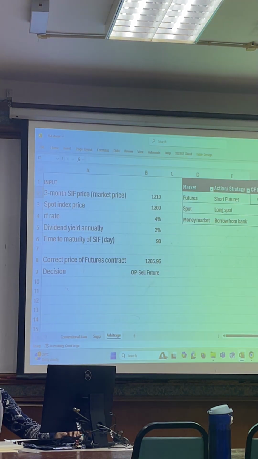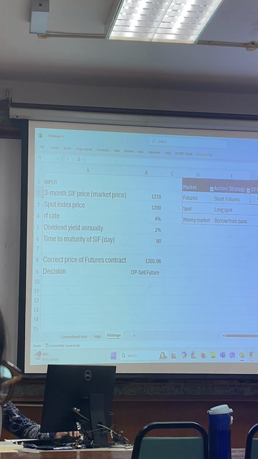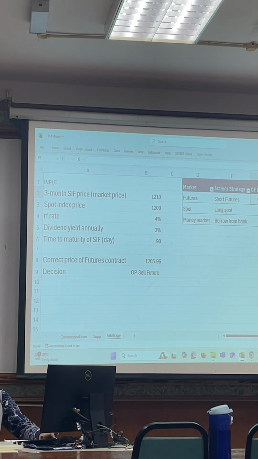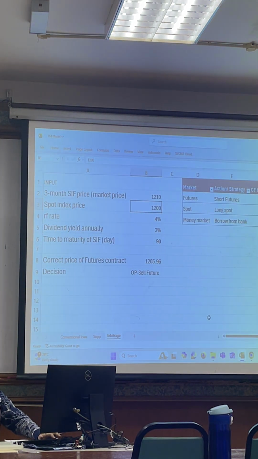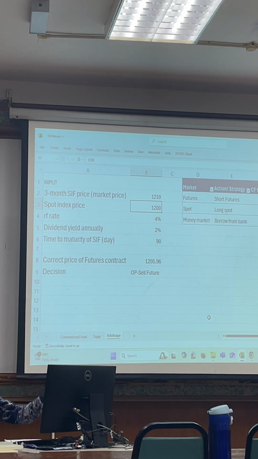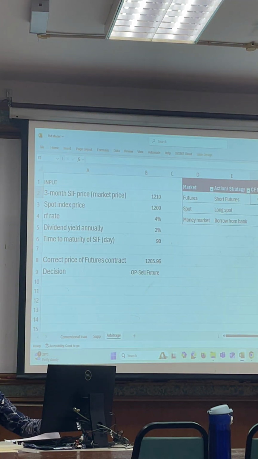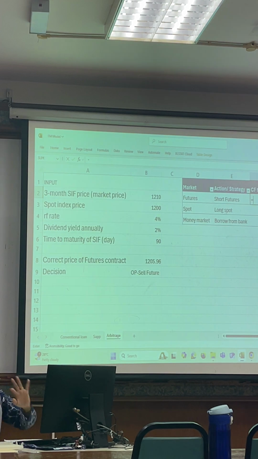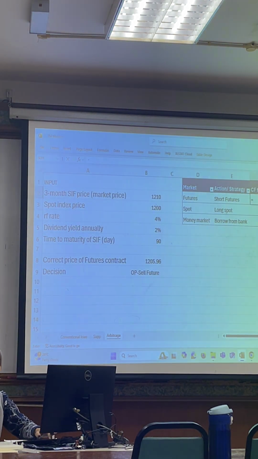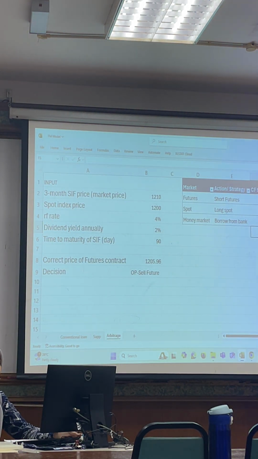Okay, now, how do we calculate the cash flow today? What is the price that we go to in the futures? Which price are we trading? This one, this one, or this one? 1210. Why? Because it will be the market price. Remember, the market price is what the market gives to you. Now we want to see what the formula is here.